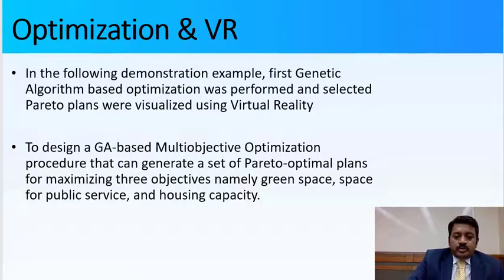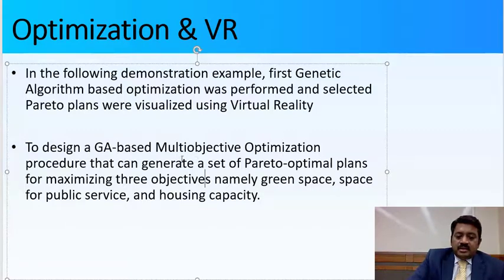So there are two important steps. One is the multi-objective optimization based on genetic algorithms, followed by the visualization using virtual reality. And in this particular case, the multi-objective optimization considered enhancing three important objectives, namely maximization of green space and maximization of public service space and increasing the housing capacity.